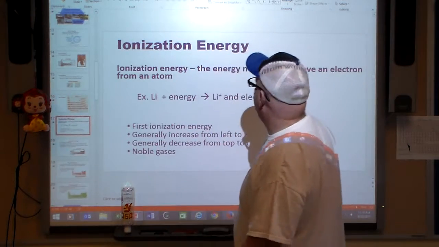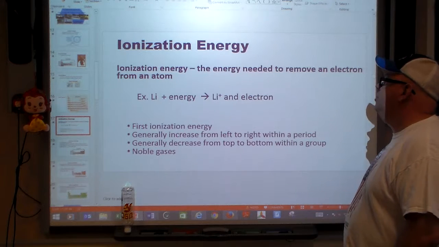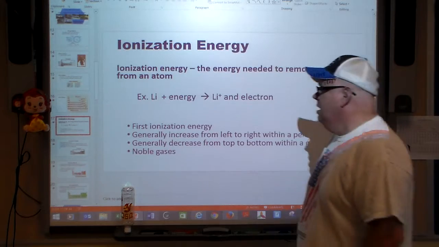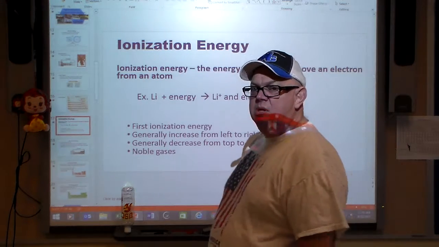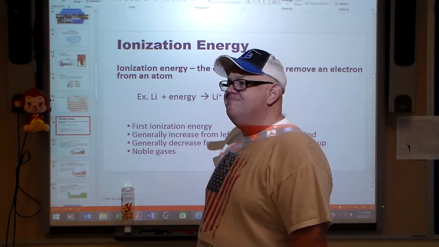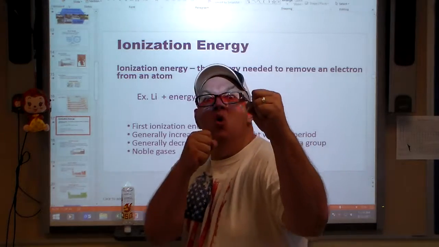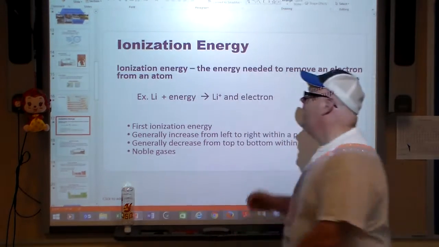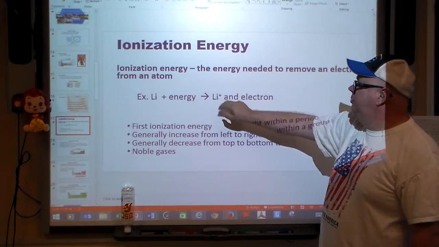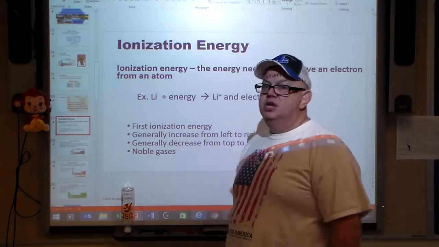That's what's going on. Now there is also something known as ionization energy: the energy needed to take an electron from an atom. Now some atoms, it's not really a big deal. You don't have to put a lot of energy for them to give up an electron. On the other hand, some of them, it's, I'll fight you. Okay? So as an example, lithium plus energy, we get lithium with a positive charge and an electron. This is what we call the first ionization energy.